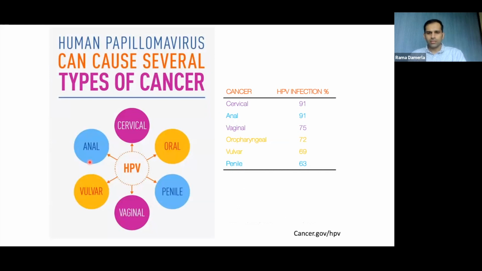So some of my earlier work focused on human papillomavirus associated cancers. So HPV can cause different kinds of cancers. HPV has been associated with almost 91% of all cervical cancers, anal cancers, vaginal, oropharyngeal cancers, and other anogenital cancers.